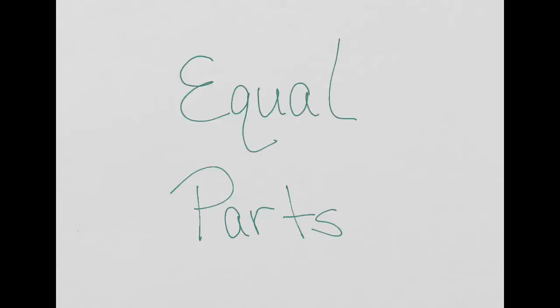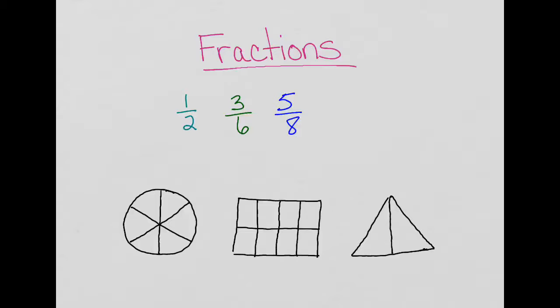Hi boys and girls, today we are going to be talking about equal parts because we are starting a chapter about fractions. We need to talk about equal parts first. So let me show you what fractions look like. Fractions look like this, where you have a number on top of another number with this line dividing it. And what those fractions are telling us is that there are pieces that are being used out of so many pieces that the whole is divided into.